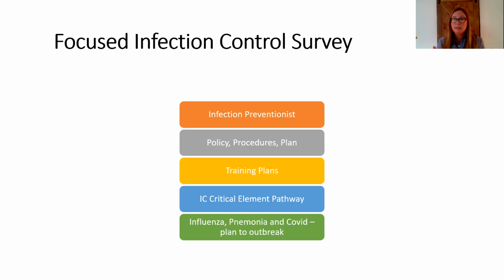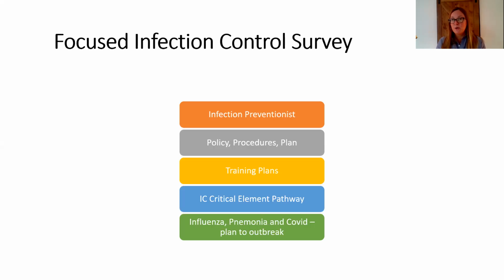And really the focus, and I'm hoping that all of you took time to go through that critical element pathway. That's what the survey team is using. In this case, there are 3 new F880 tags under infection control. But what are they focusing on? 1, you have your infection preventionist. Oh look, ROPs 3 comes back to us, right? So we just talked about ROPs 2 for the facility assessment, but ROPs 3 was your infection preventionist.